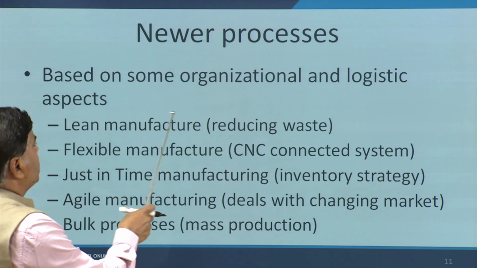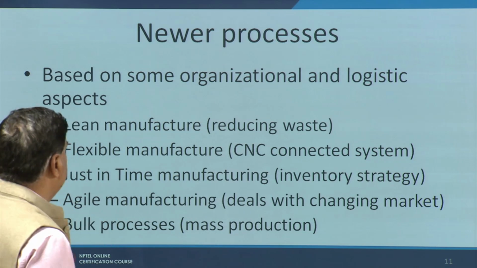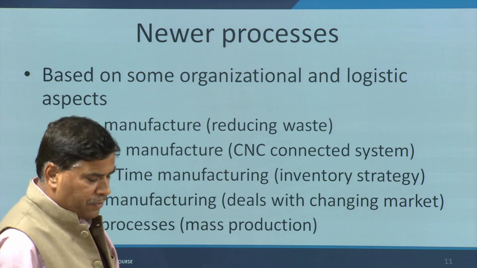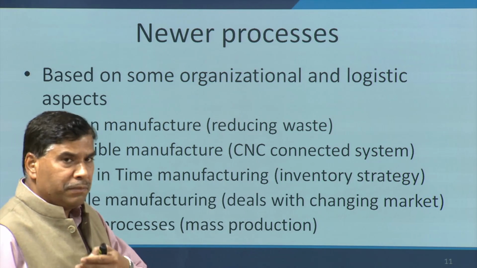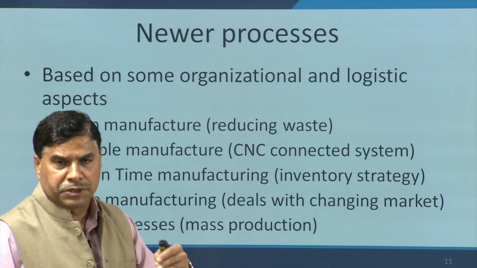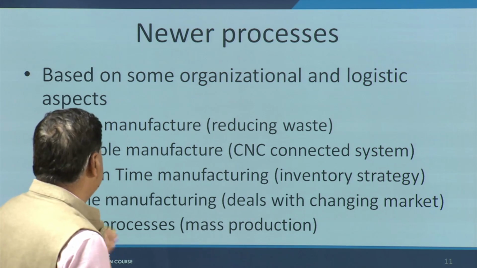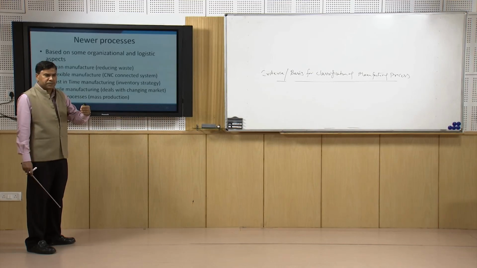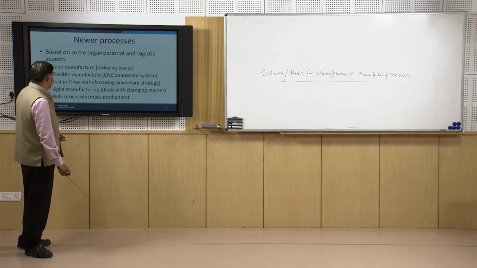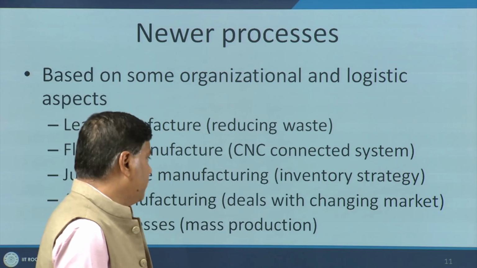Coming to the newer approaches, which involve newer logics for manufacturing, based on some organizational logistic aspects for increasing productivity and meeting the demand of customers, like lean manufacturing, which is used for reducing wastages, and flexible manufacturing, which uses robots, automated guided vehicles or CNC machines, all interconnected with each other. It can be used for manufacturing a variety of products in a smaller volume to satisfy the demand for customized products. Just-in-time manufacturing is an inventory strategy which helps to reduce the strain on storage, and helps to have something whenever it is needed for manufacturing. Agile manufacturing deals with the fast changing demands of the market, and bulk manufacturing is about mass production.